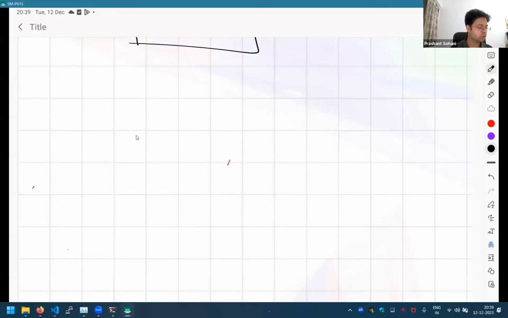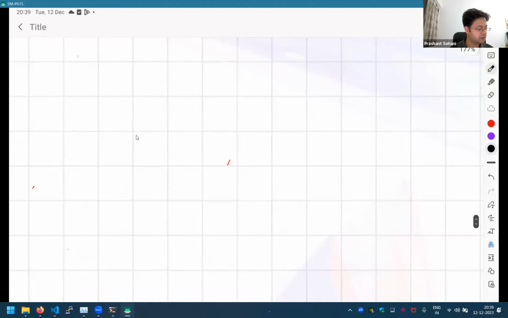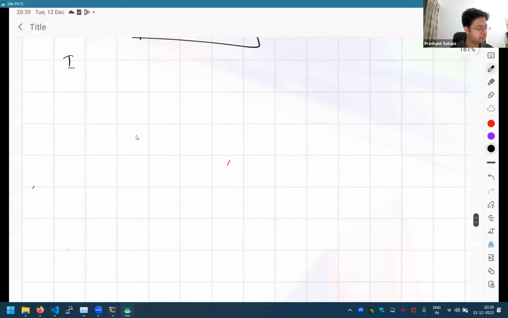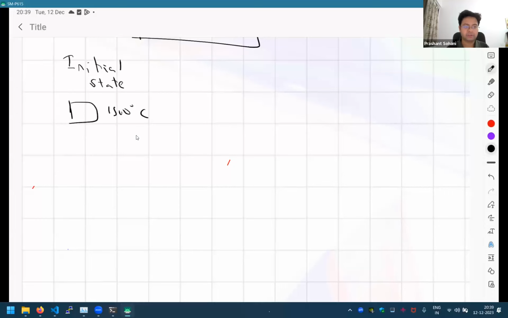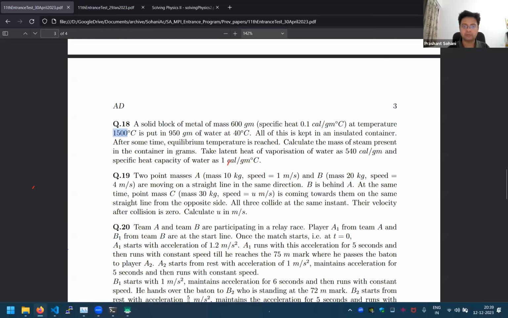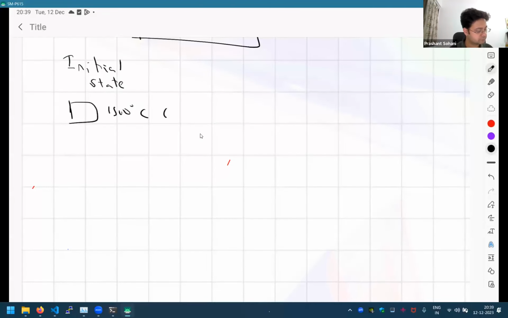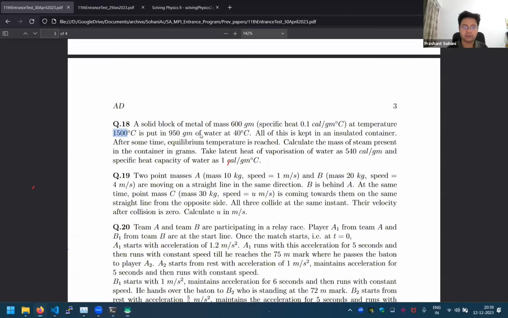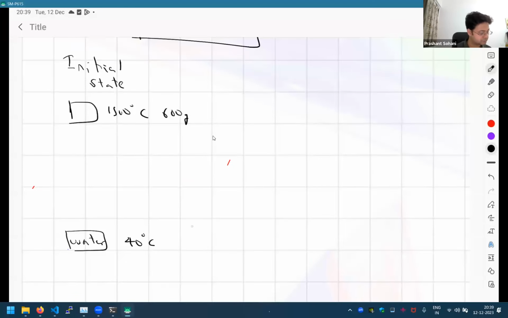So again, it is good to draw it like initial state, final state. The initial state of the system is like the block of metal is at 1500 degrees Celsius. How much is the mass of the block? 600 grams. Okay. And the water is at 40 degrees Celsius, and how much of that? 950 grams.